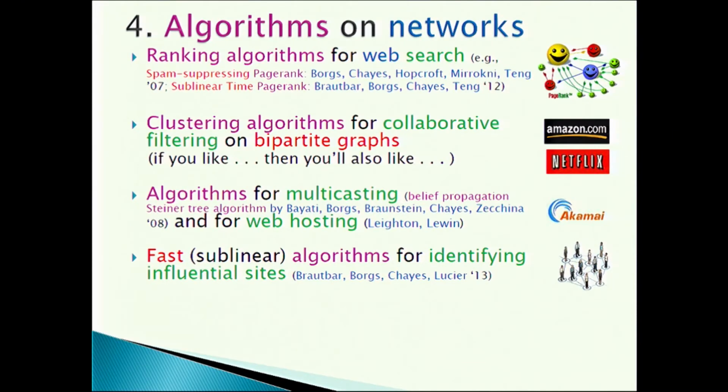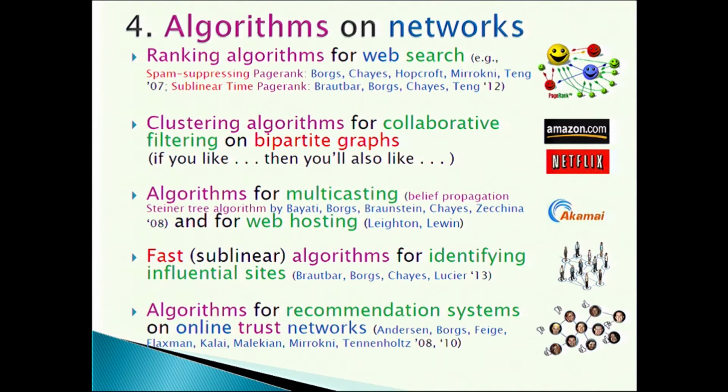Okay, there are these viral marketing things. I mean, there are probably some of you out here who are involved in viral marketing companies. Viral marketing sounds terrible, but it's actually really nice in some ways, in other ways not so. But anyway, one of the things I've been working on with some grad students is, again, for massive networks, if you want to do this on Facebook, if you want to do it on LinkedIn, how do you do a sublinear algorithm for identifying influential sites?